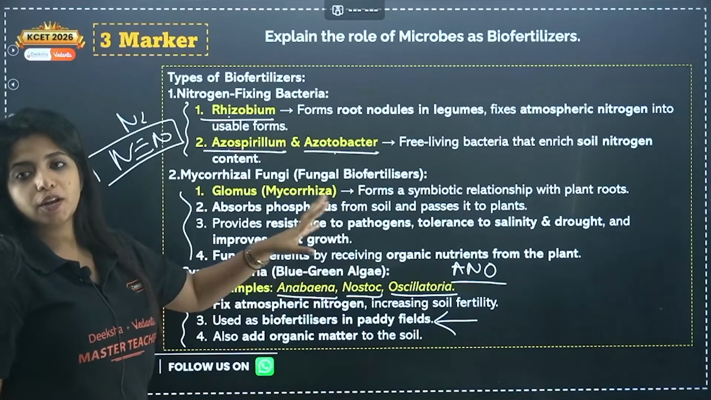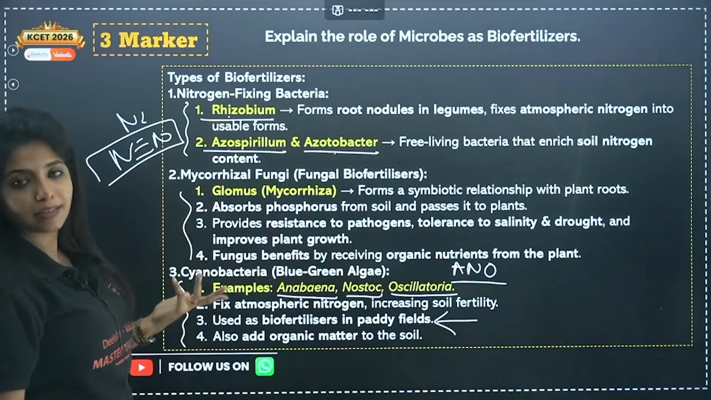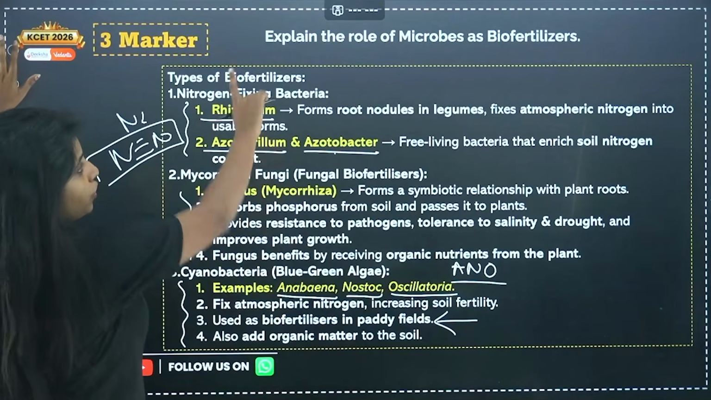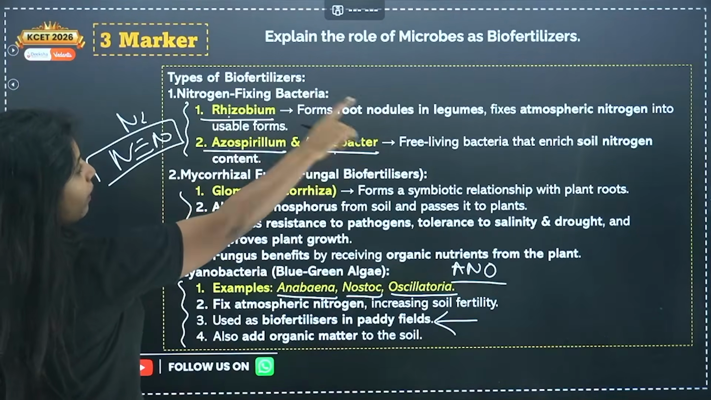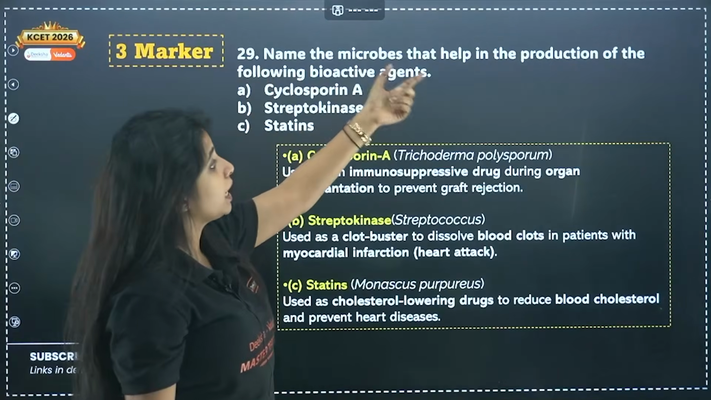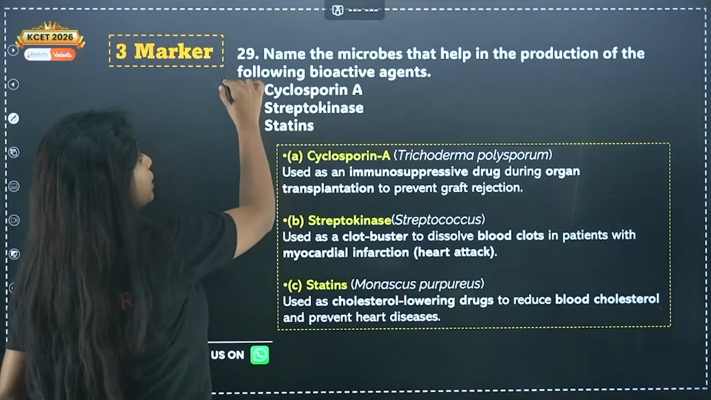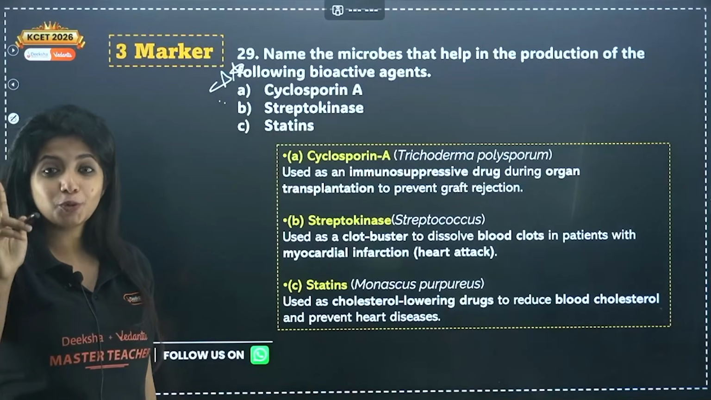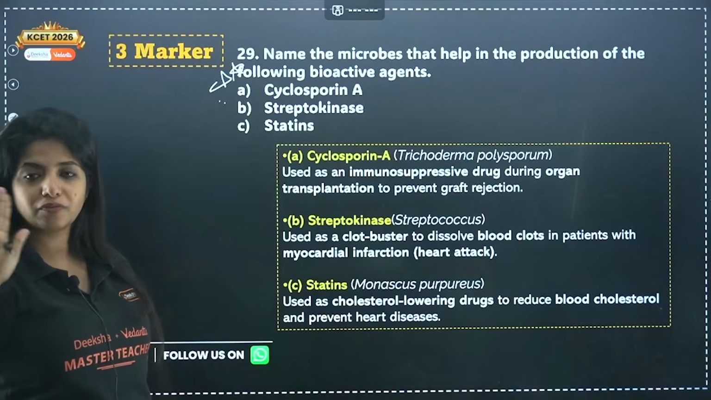Cyanobacteria are Anabaena, Nostoc, Oscillatoria, and all of this is the example for mycorrhizal fungi. They are biofertilizers. So if you are asked, explain the role of microbes as biofertilizers, this is your answer. If you are asked, name the microbes that help in the production of the following bioactive agents, please understand this question is super important. This has come in 3 model question papers of this year.